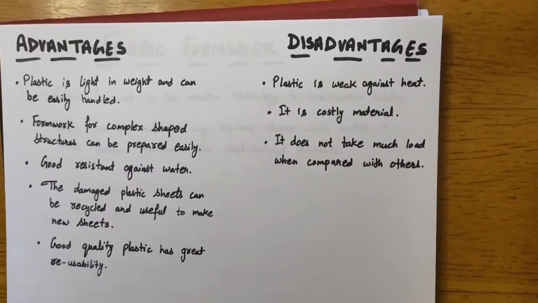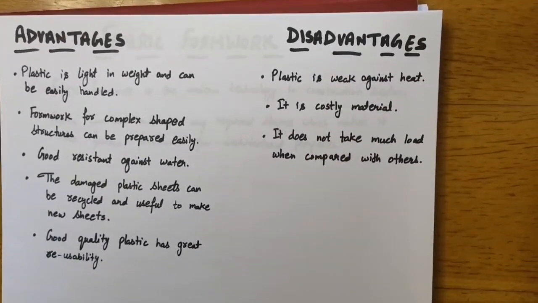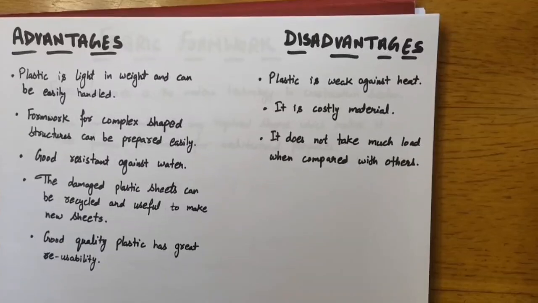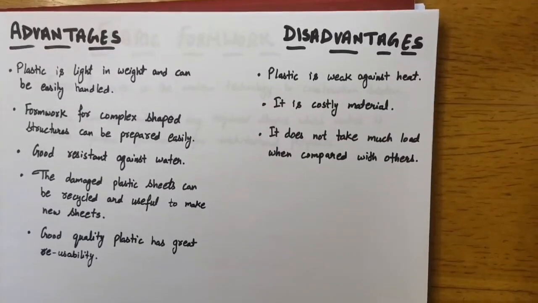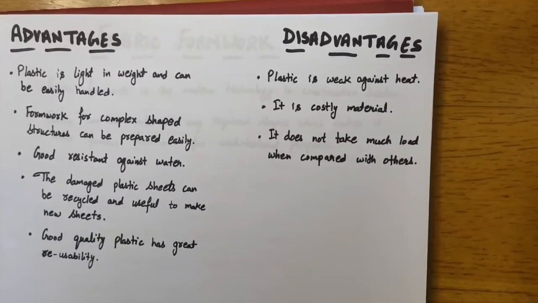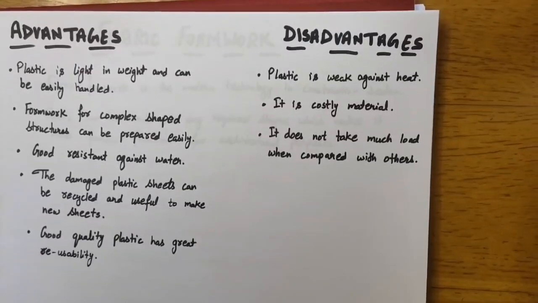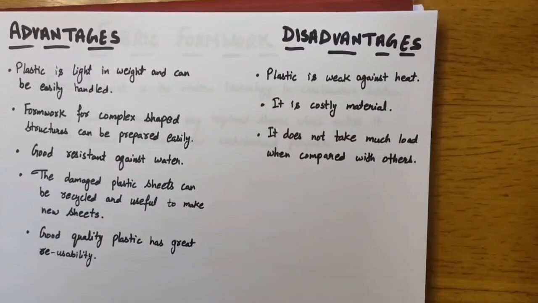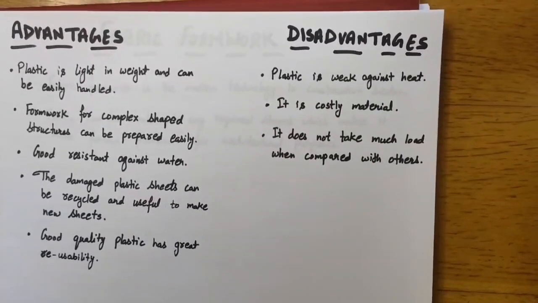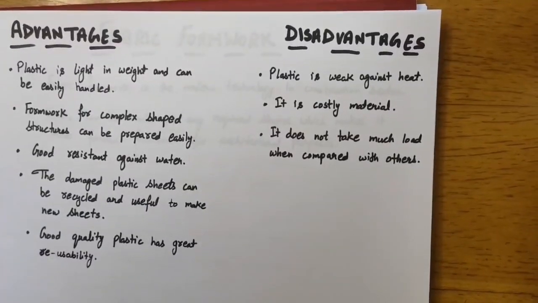So if during the stripping process some of the plastic sheets get damaged, you can recycle them and reuse them to make new sheets. Good quality plastic has greater reusability. So if the quality of the plastic is very good, you can reuse them again and again.